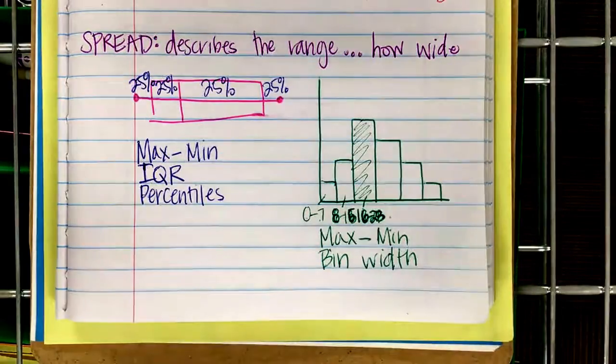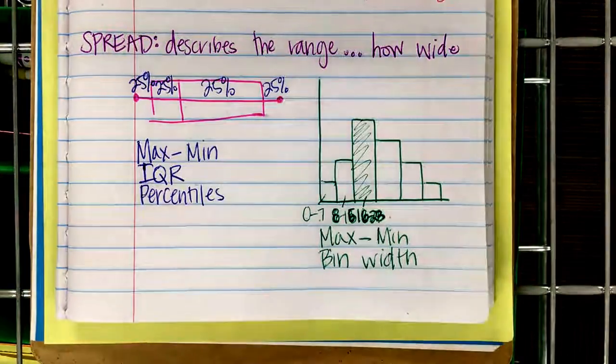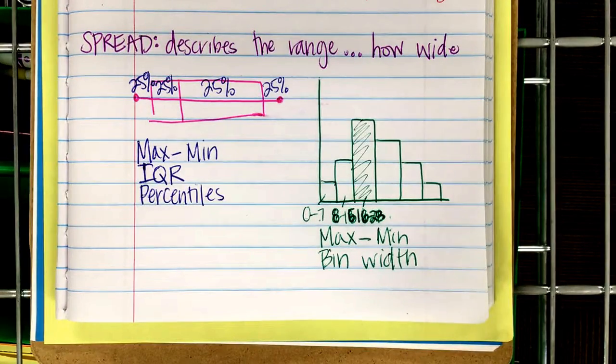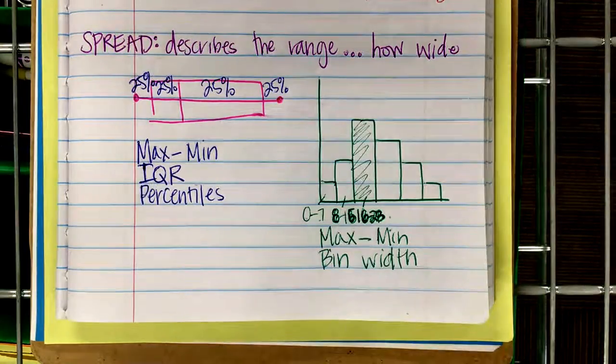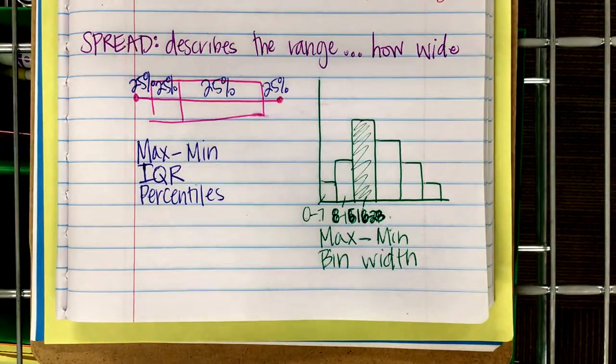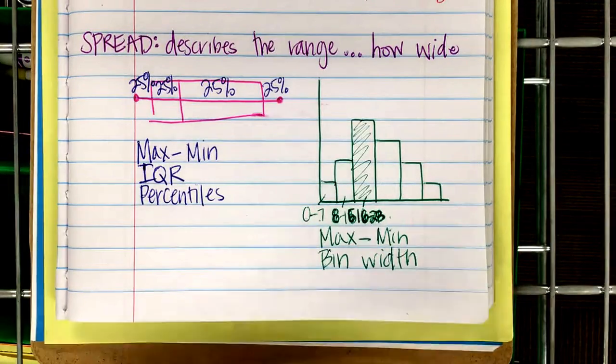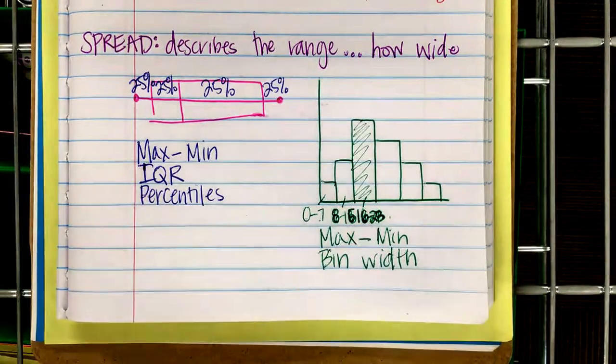You could say most of the data falls in the range of 16 to 23. The two bins with the smallest frequency are blank to blank and blank to blank. Give me more than just maximum minus minimum.